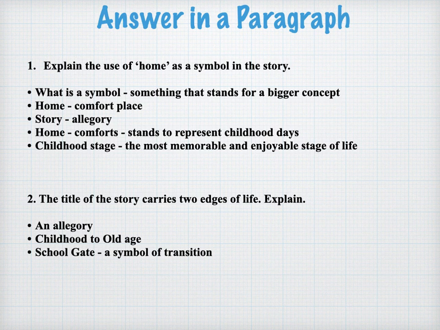The short story begins with the story of a child and ends with the story of the same child growing into an old man. So it speaks about these two stages of life: childhood, which is the initial stage, and old age, which is actually the penultimate stage, the stage before death. Now, the school gate here stands as a symbol of transition, and maybe that is why the child who goes through the gate as a child comes back through the same gate as an old man.